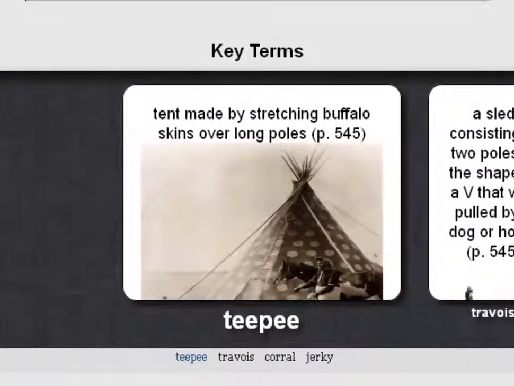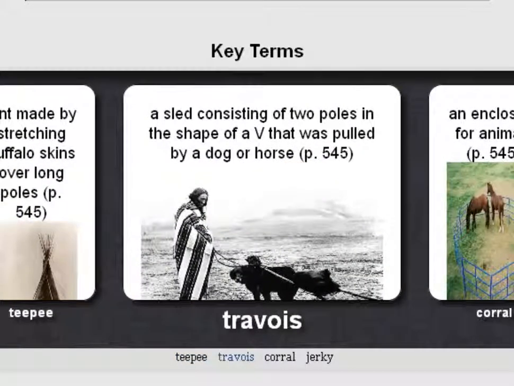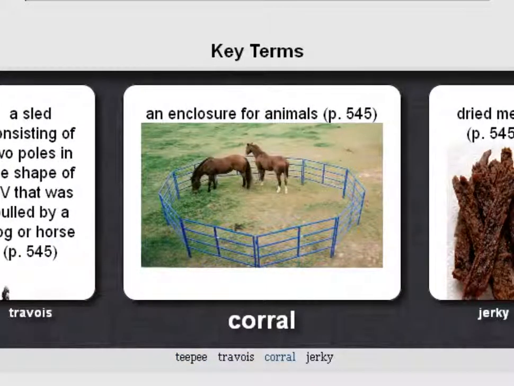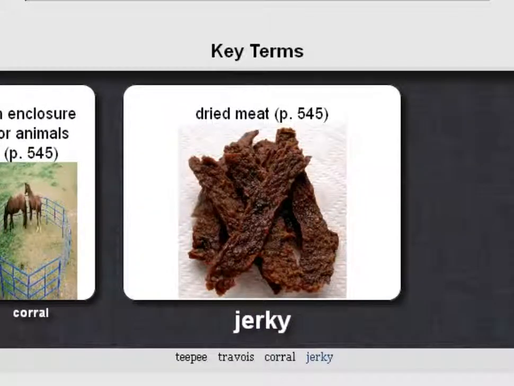Our key terms for today: teepee, travois, corral, and jerky. Some of these words may sound familiar, but some of them, like travois, may be a little bit different. But we'll talk about that in the very near future.